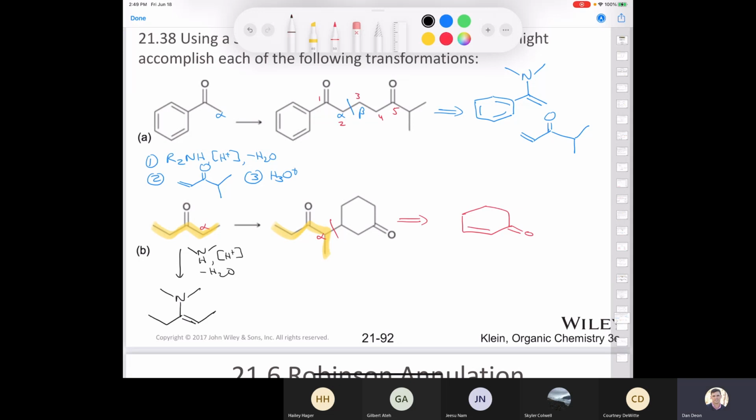So now I'm going to take my enamine and I'm going to treat it with that Michael acceptor. It's just an alpha beta unsaturated ketone. You can even practice drawing the curved arrows if you want. So you're going to get 1,4 addition like this. I'm not going to draw the intermediate. I suppose I could, but your intermediate is going to look like this.